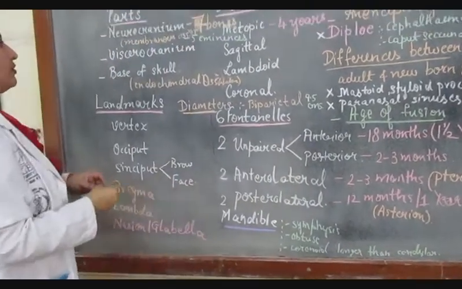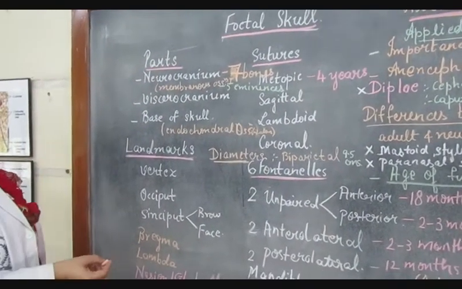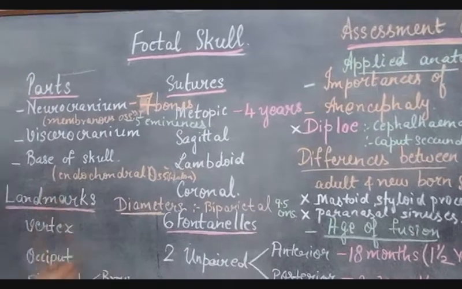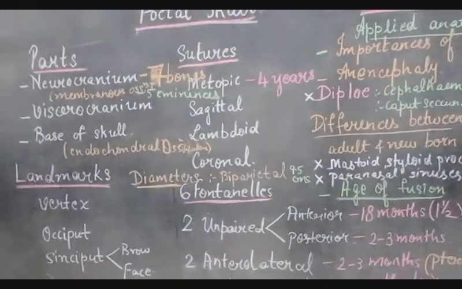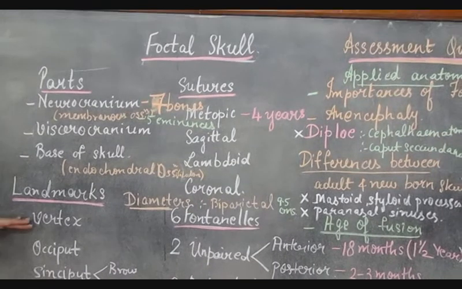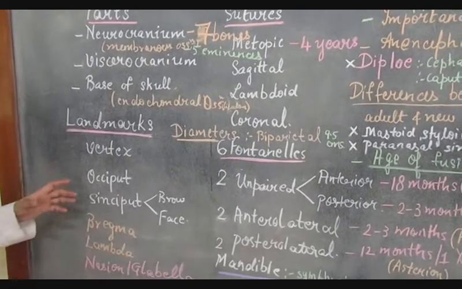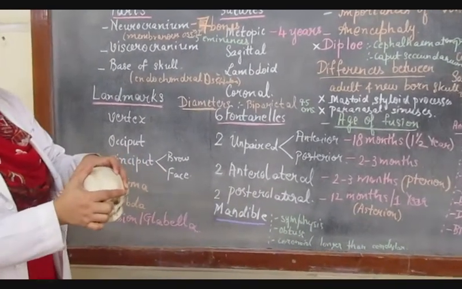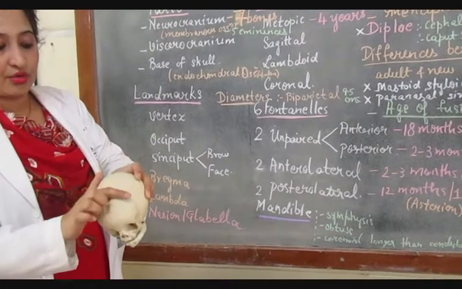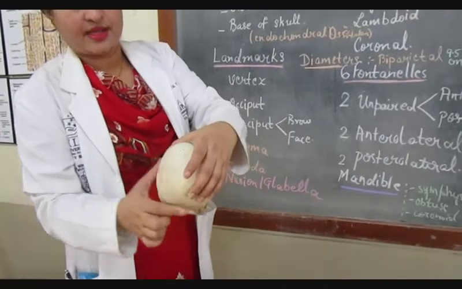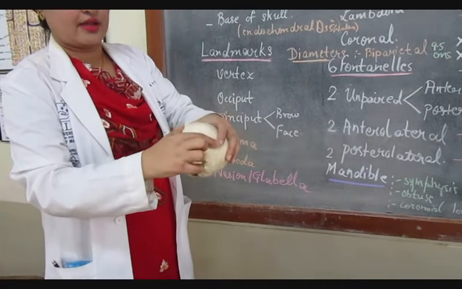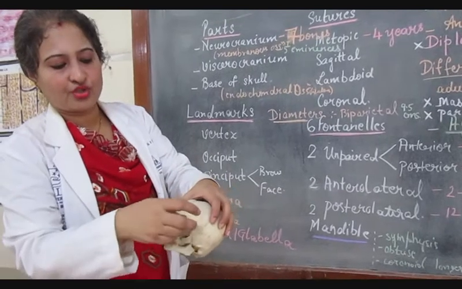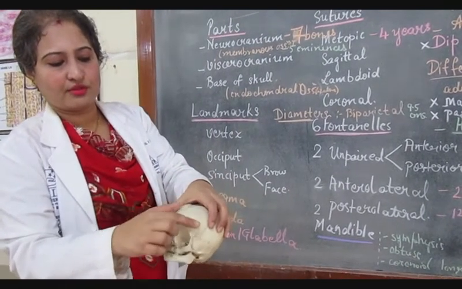Then the viscerocranium is the facial region between the supraorbital margin and the floor of the mouth. The base of the skull is mainly ossifying by endochondral ossification. The landmarks which we have covered: the vertex is the area between the coronal suture and the lambdoid suture. Then this area is called the sinciput or the brow, that is between the coronal suture and the supraorbital margin. So this is the brow presentation.